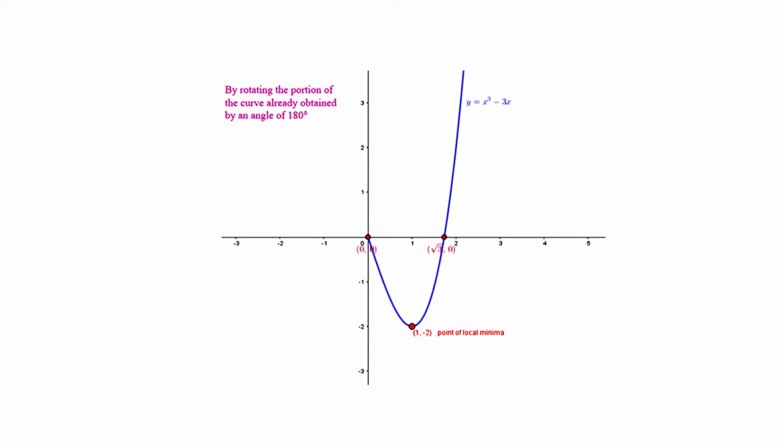We have completed sketching to the right side of y axis. We can complete our work by just taking a reflection about the origin. This could be done in two ways, either by rotating the portion of the curve already obtained by an angle of 180 degree, or by taking two reflections, first about y axis followed by a reflection about x axis.